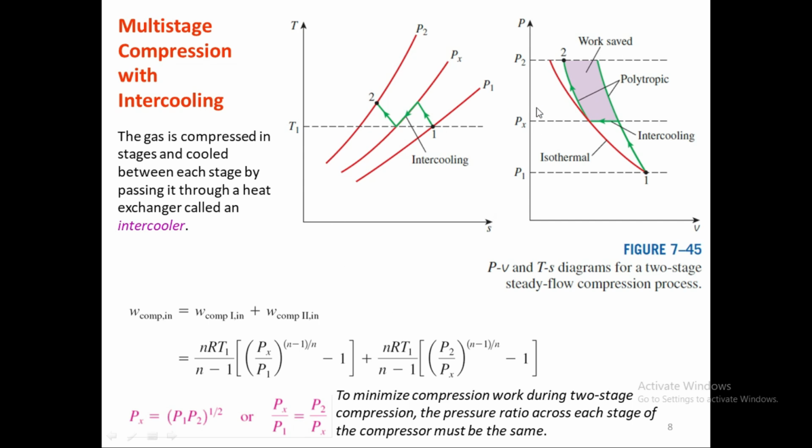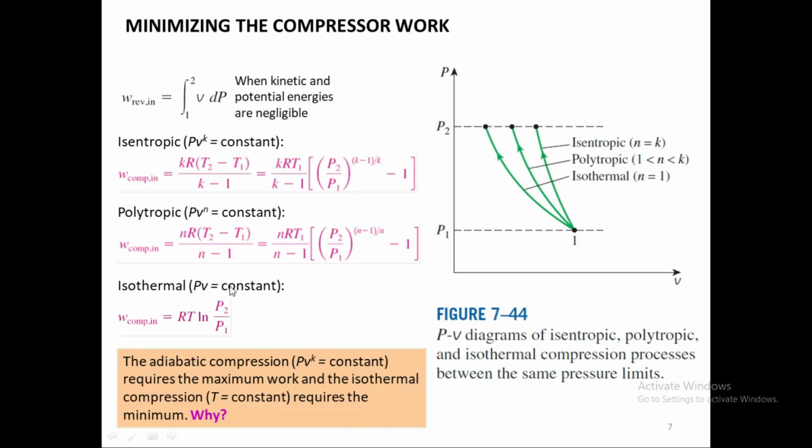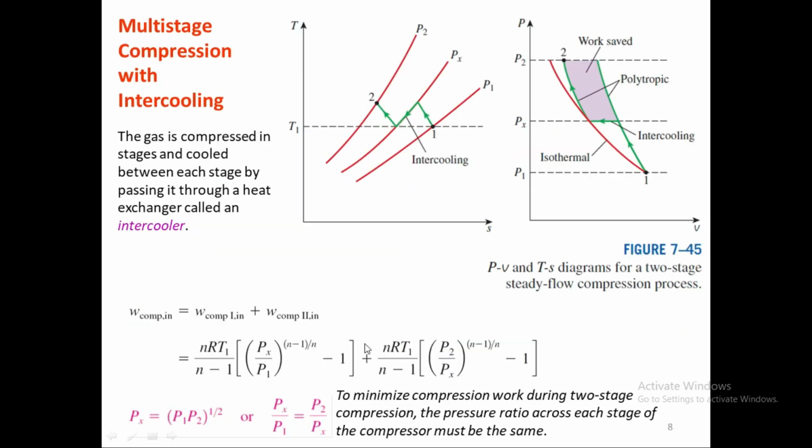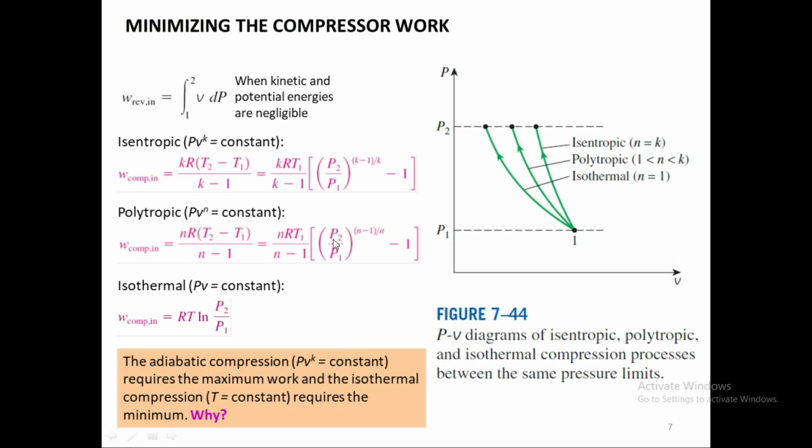How to achieve this, how to find out this pressure, the middle pressure? For that we have added the compressor work in compressor 1 plus compressor 2 work together. So these are the isentropic equations for the two, or rather the polytropic one.